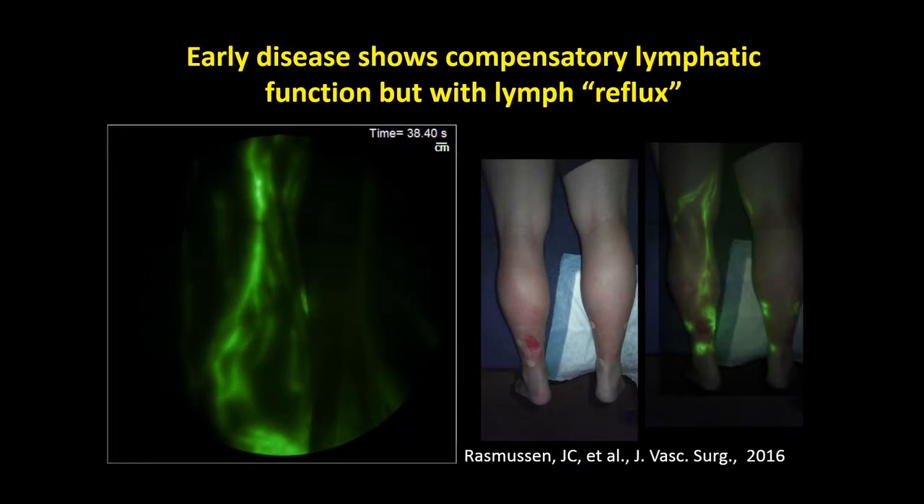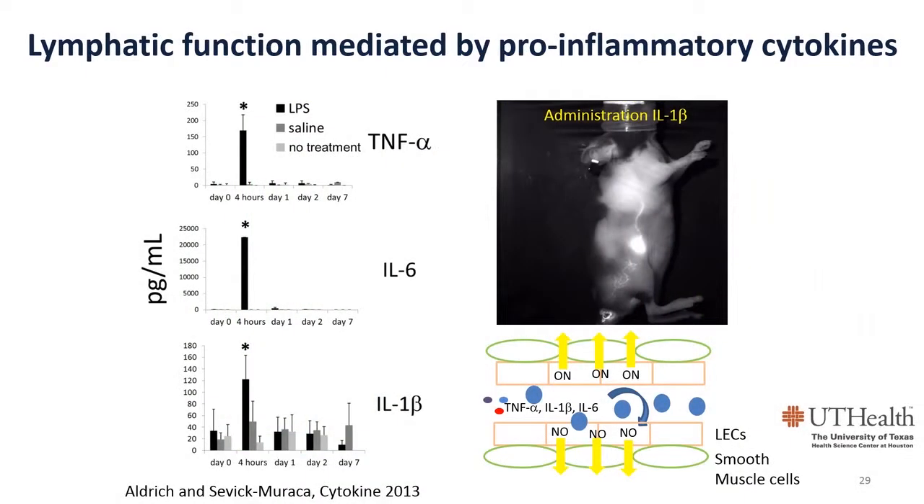It's almost like there's a lymphatic reflux. Like there's a venous reflux, there's a lymphatic reflux. And we think this is occurring because this inflamed site of this ulcer basically is spewing a lot of cytokines. And our work with animals shows that whenever these pro-inflammatory cytokines, such as TNF-alpha, IL-6, IL-1 beta, go up, in our mouse models, we find that there's reflux.